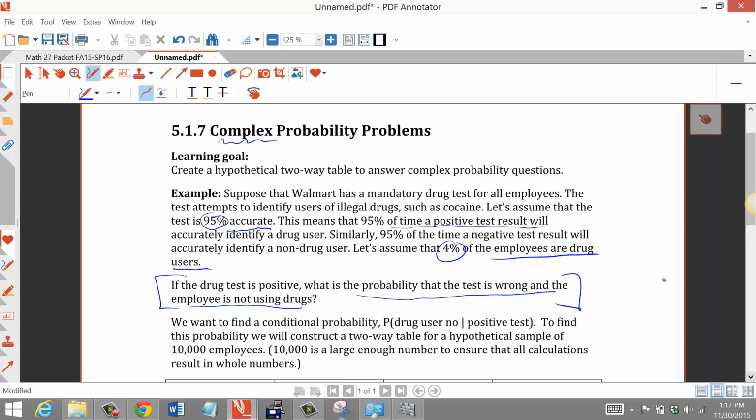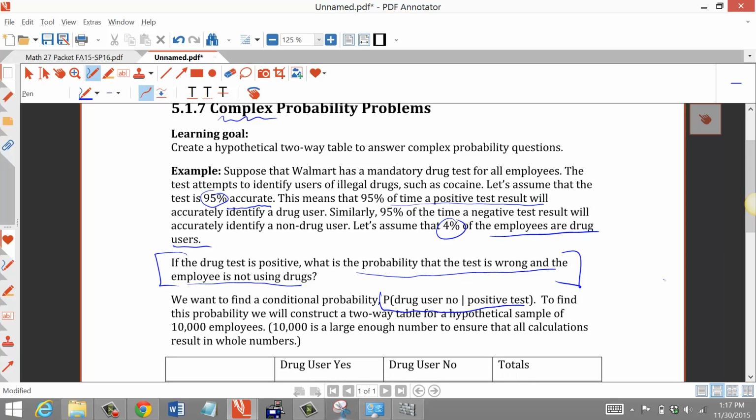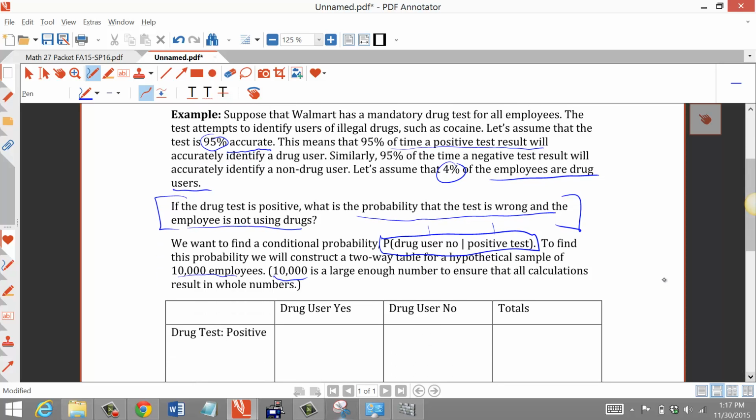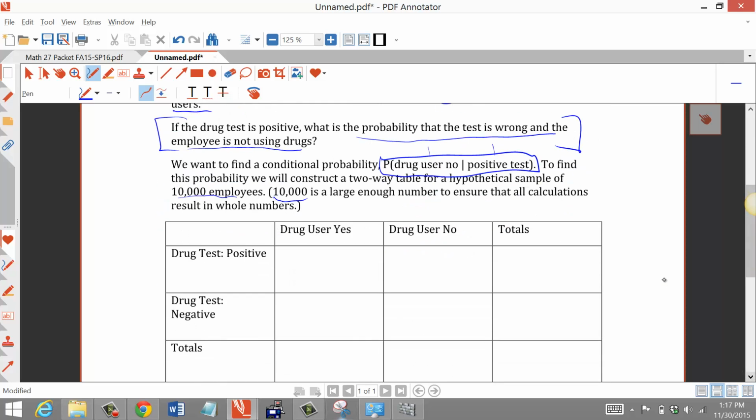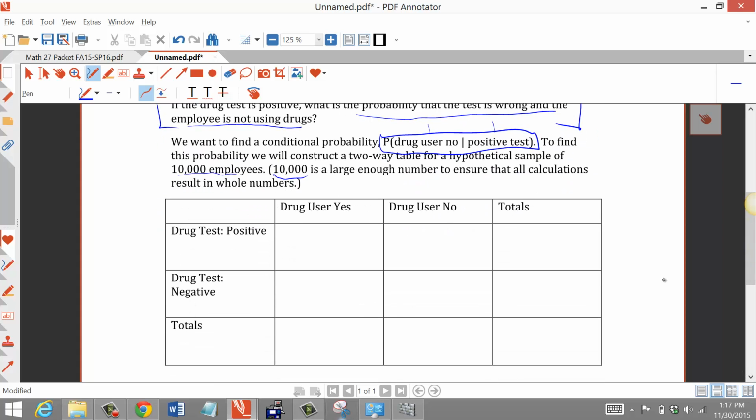Okay, so that turns out to be this probability right here, which is if you're given a test and you test positive, what are the odds that you're not a drug user? Or rather, what's the probability of not being a drug user given that you had a positive test? Okay, so we really are going to sort of imagine that there are 10,000 employees. So this is really like a thought experiment. Suppose there's 10,000 employees. What we do is we're going to use this table to help answer this question.